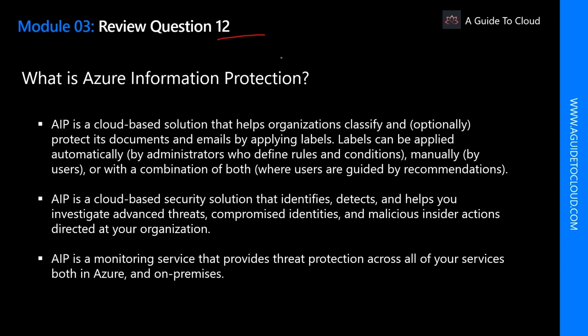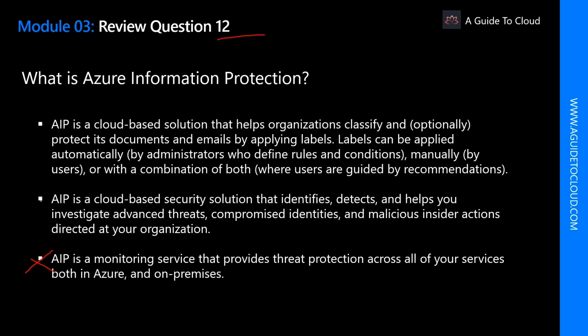Wow, that's a long one. What is Azure Information Protection? So basically, we will have to read the statements and tell which one is the right one. Let me go and read the last statement first. AIP is a monitoring service that provides threat protection across all your services, both in Azure and on-premises. No, AIP is not a monitoring service that provides threat protection. That service is called Azure ATP.